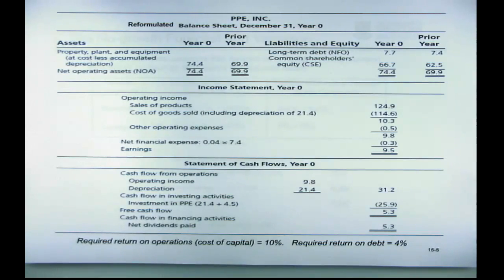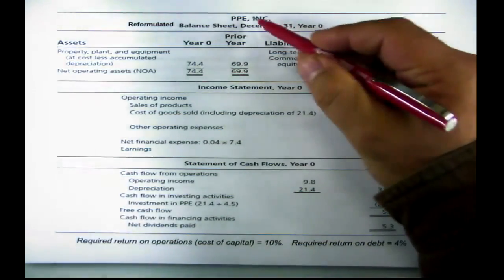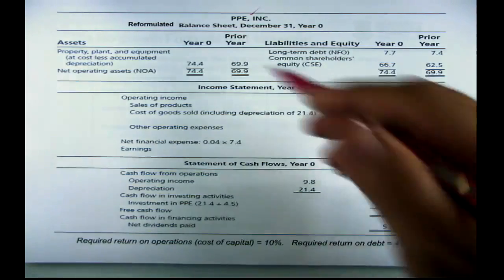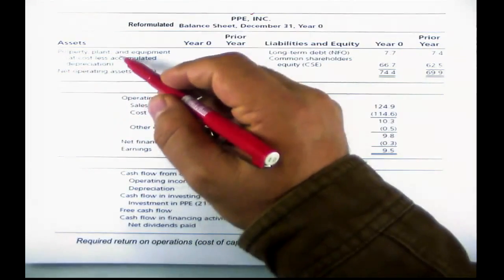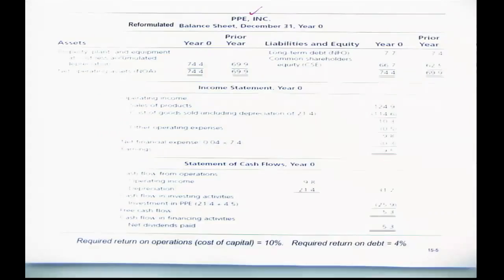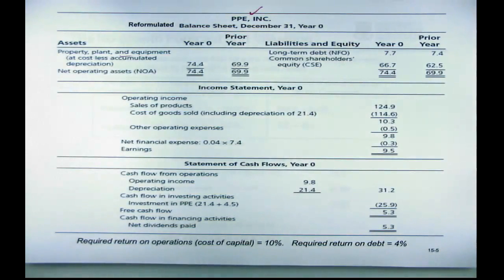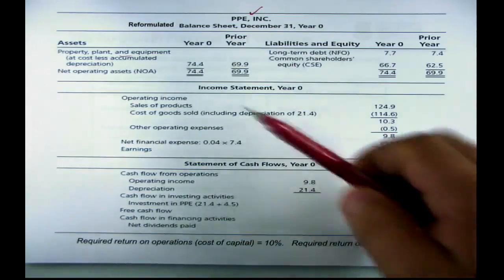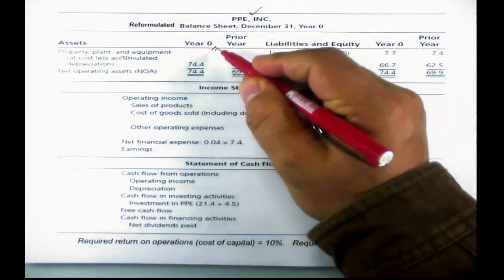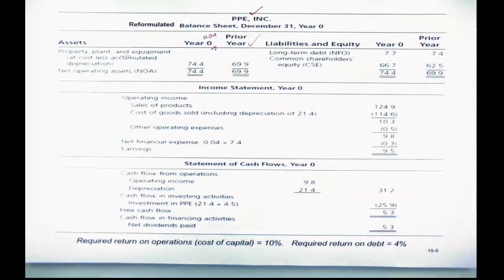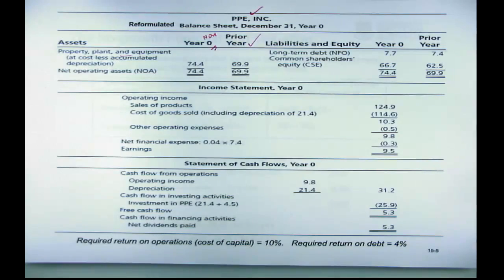Now let us see how to do simple forecast and valuation using a dummy firm called PPE. PPE is the name of the firm, but it also tells us that this firm has a lot of property, plant, and equipment, so its assets are mainly composed of property, plant, and equipment. So we have the following balance sheet. We have the balance sheet for year 0, where year 0 means now, and the prior year. We also have liabilities and equity for year 0 and the prior year.